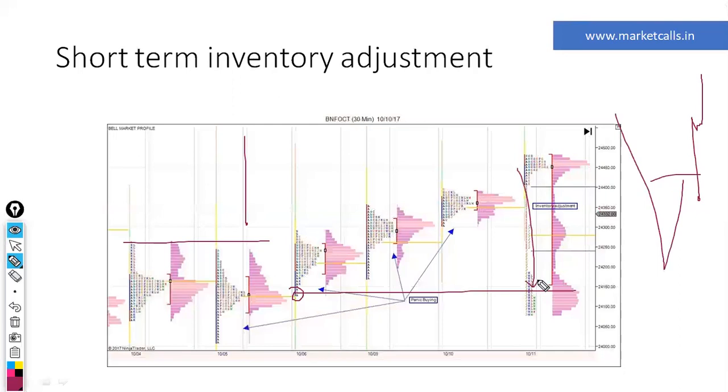Volume has to support. Otherwise, it is just a simple short covering rally. If the volumes are not supporting, mostly it will be dominated by short-term players. It could be only a short covering rally, but not fresh buying. Even if it is fresh buying, if the volumes are not supporting, the accumulation is only done by the short-term players. That is why we got a prominent point of control. Okay.